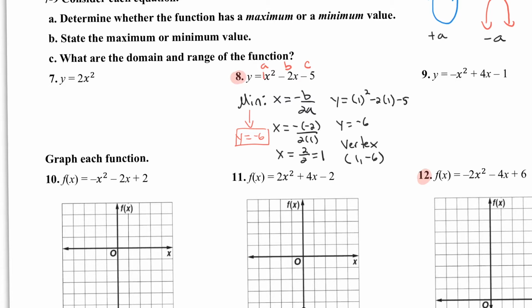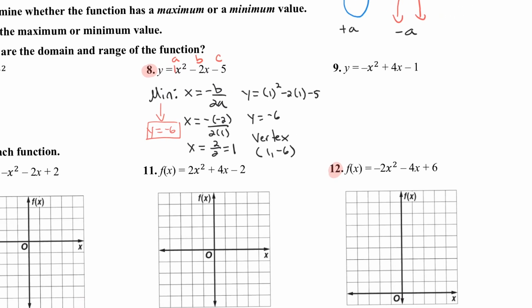So for my domain, I'm going to put them on the side, and I know I'm running out of space here, but I'm going to write down domain is all real numbers, and that's the symbol R, which means all real numbers. Now the range. The range though, my range, it all depends on my minimum or my maximum. In other words, on my vertex and the direction of the parabola.